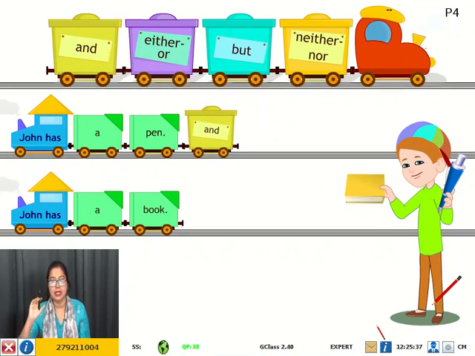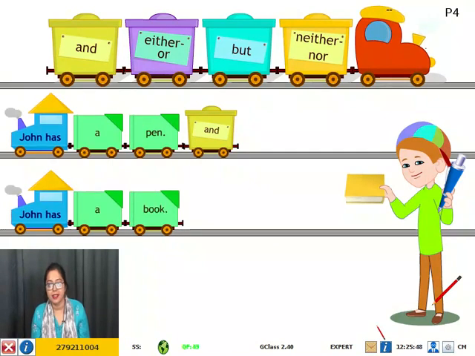Now we are to use connectors. What connector will we use? We will use the word and as a connector. Now why will we use and? Why not any other connectors?